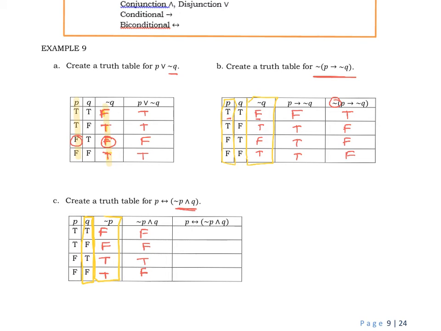So we will be looking at this column and this column, and we're looking at the biconditional. So the only way those are true is if we have both trues or both falses. So true, false, that's a false. True, false, another false. False, true, that's another false. And then a false, false, that's a true.